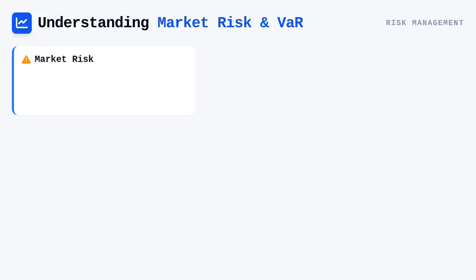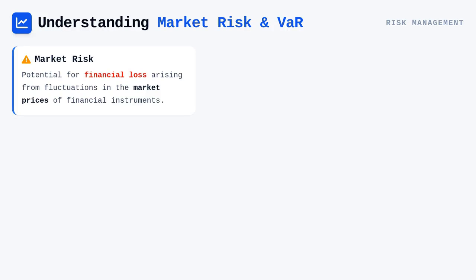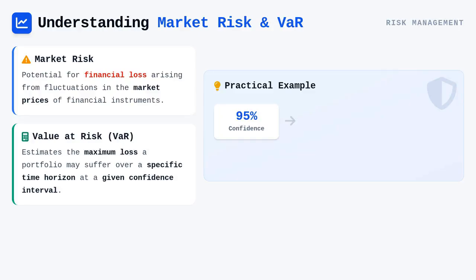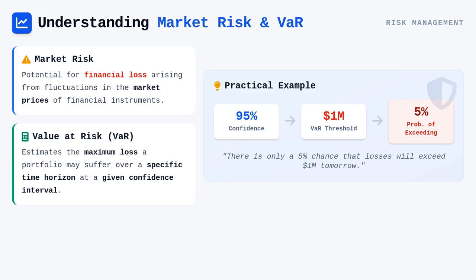Market risk represents the potential for financial loss arising from fluctuations in the market prices of financial instruments. To quantify this exposure, practitioners rely on value at risk, or VAR, which provides an estimate of the maximum loss a portfolio may suffer over a specific time horizon at a given confidence interval. For context, if a portfolio has a 95% daily VAR of $1 million, it implies that, under normal market conditions, there is only a 5% probability that the actual loss on the next day will exceed that $1 million threshold.